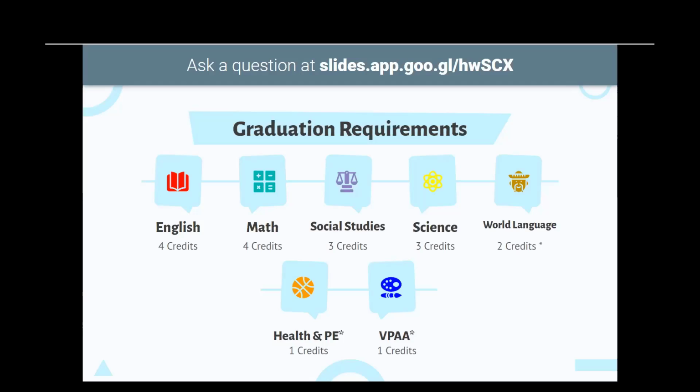You'll notice on the slide, there's some asterisks around world language, health and PE, as well as BPAA. And that is because you can meet some of these graduation requirements using what's called flex options. And that's where you could take different classes from other areas in order to meet the requirements. So again, we'll talk more about that as we go through the card.